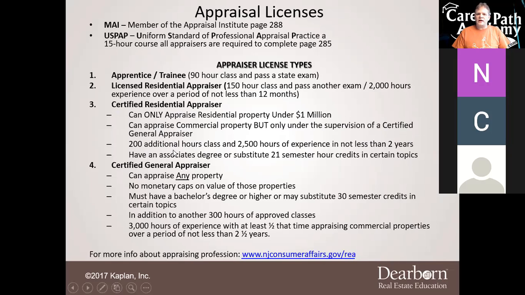They need another 200 additional hours of class and an additional 2,500 hours of experience in not less than 2 years, and have an associate's degree, or they could substitute an associate's degree with 21 semester hours credits in certain topics. You think those topics should have something to do with appraising or valuing properties or math or something along those lines? Mm-hmm. That would only make sense, right?